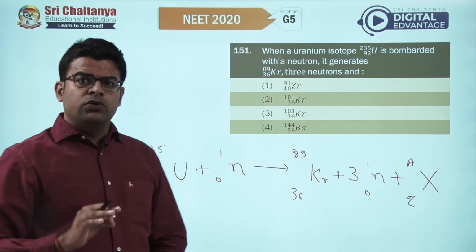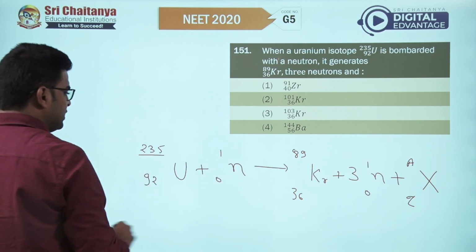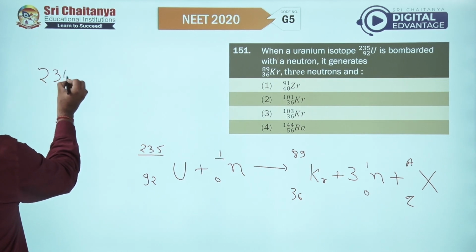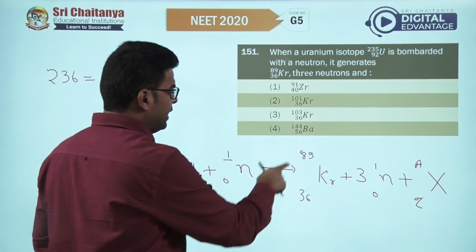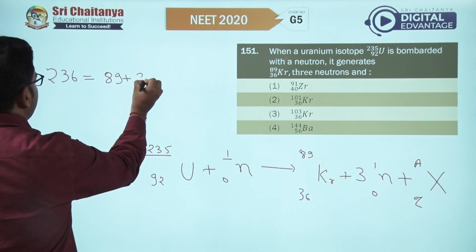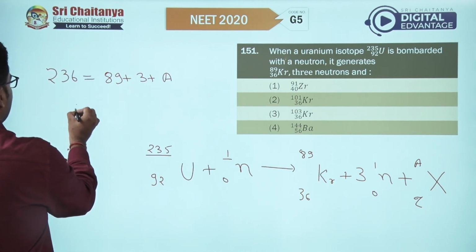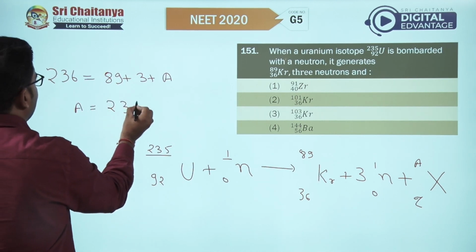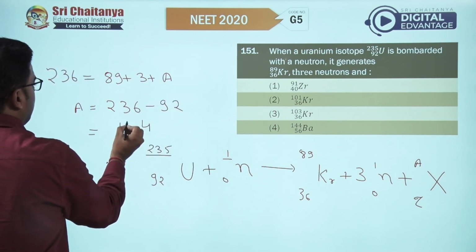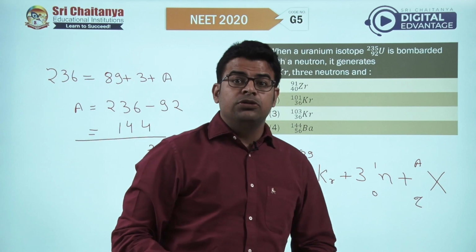First of all, I will do number of nucleon balance. When we do the nucleon balance, on the left hand side I have got 235 plus 1, that is 236. And on the right hand side, I have got 89 here and 3 neutron. So 89 plus 3, each neutron has 1 mass, so 3, plus the mass number of X. So on solving, you will get that A equals 236 minus 92, which is 144. So A of the second nucleus coming out has to be 144.